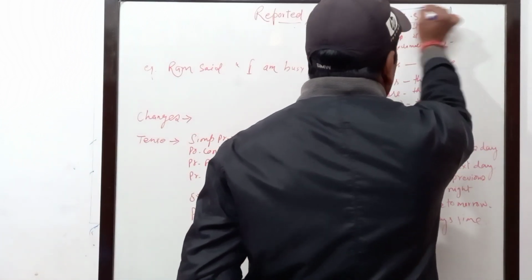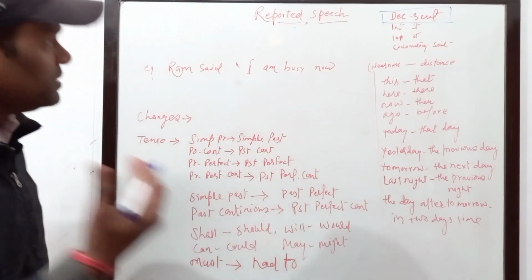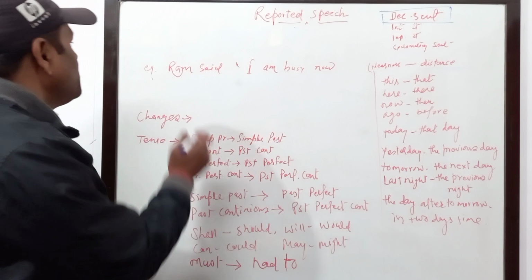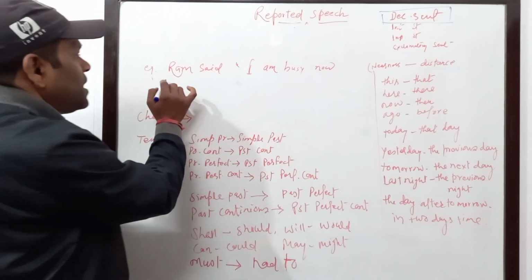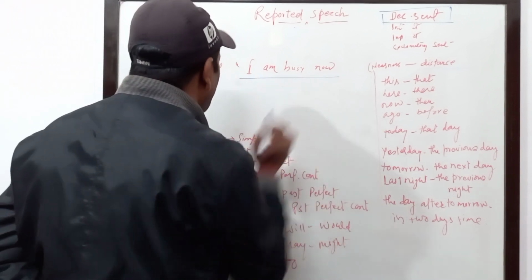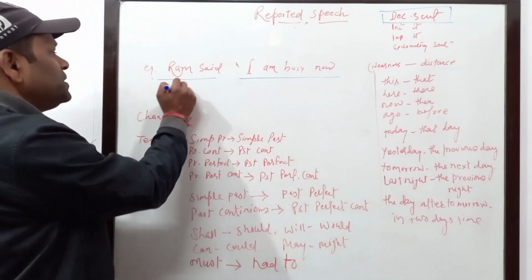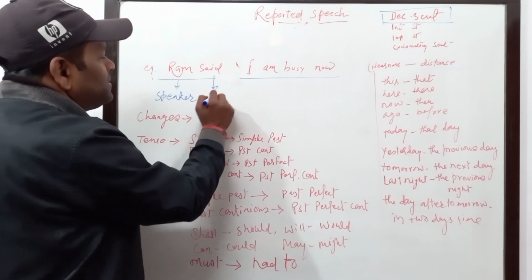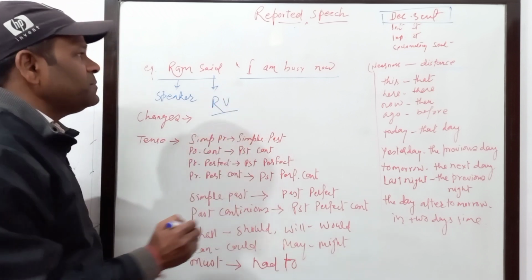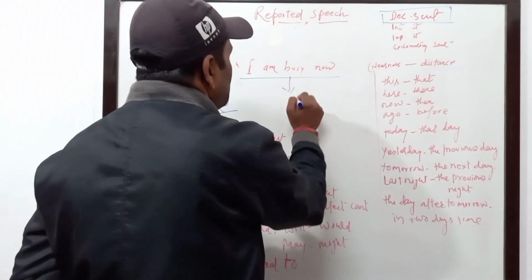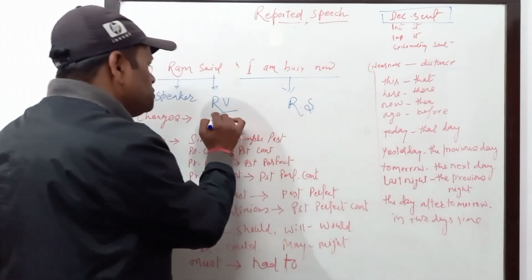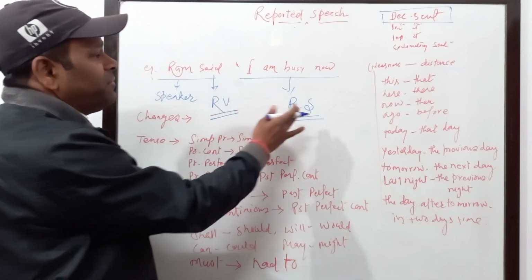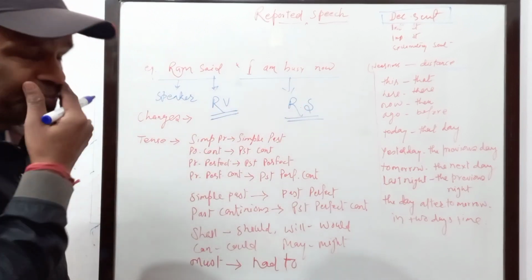Now see how we change direct speech to indirect, or direct narration to indirect narration. Here I have given one example: Ram said, "I am busy now." Here Ram is the speaker, said is the reporting verb, and "I am busy now" is the reported speech. So you have to focus on these two points: one, the reporting verb, and the other, the reported speech.